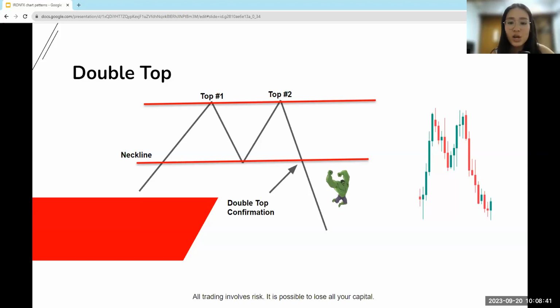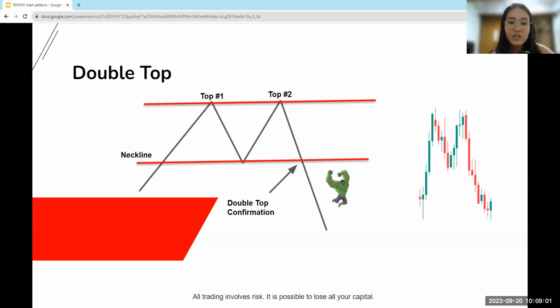The pattern comprises two peaks of nearly the same size and a bottom between them. The bottom would just be this valley area over here. And then the neckline is where we measure that support level from the bottom of that valley.